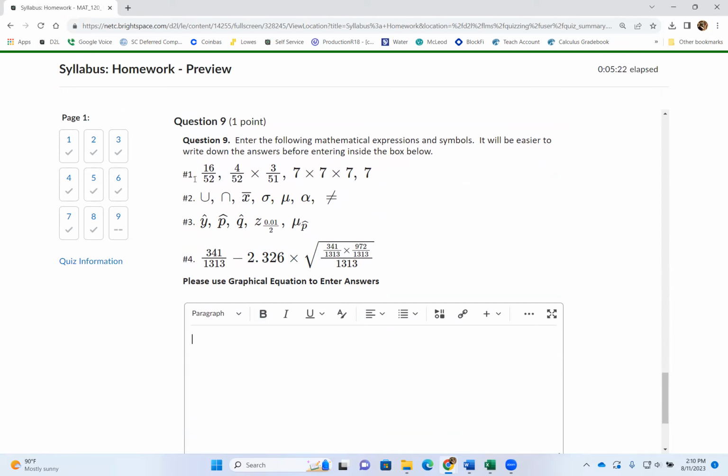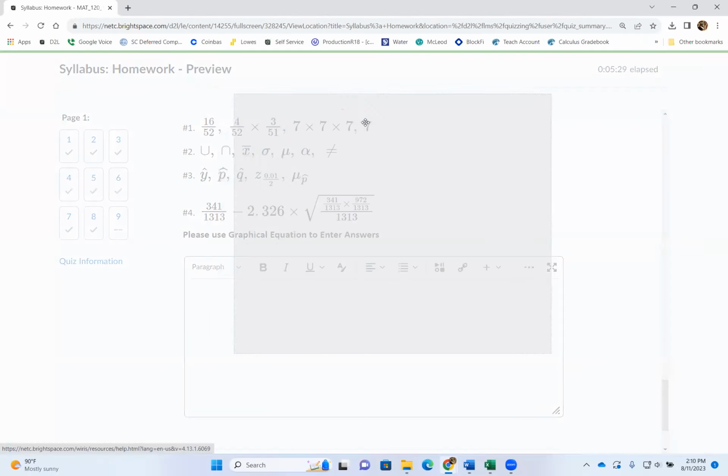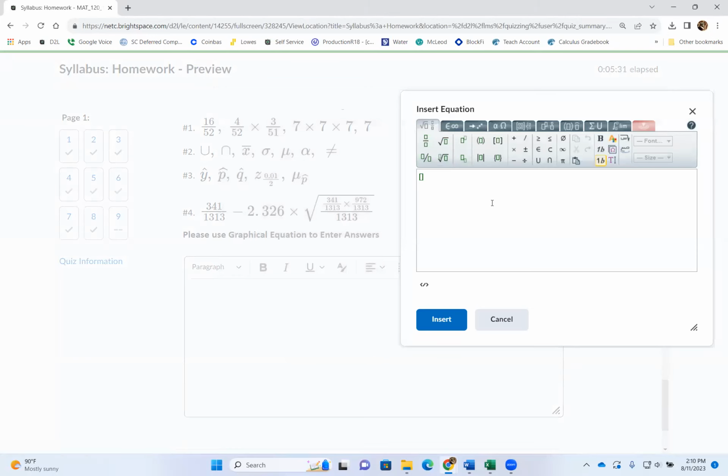Question number 9, let's enter some of these mathematical symbols, okay? So number 1, let's go to the graphical equation. If I type in all 4 of these under the same graphical equation, it won't show up. So one answer, 1 graphical equation. Number 1, 16/52. So fractions, do not use a slash, okay? We have a fraction bar here, please use a fraction bar. 16/52.